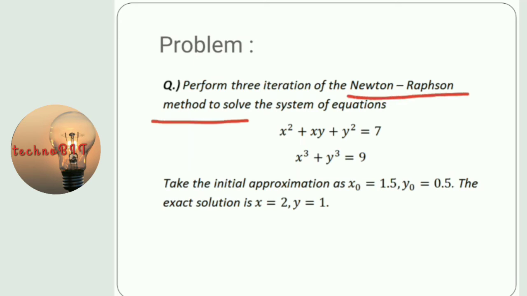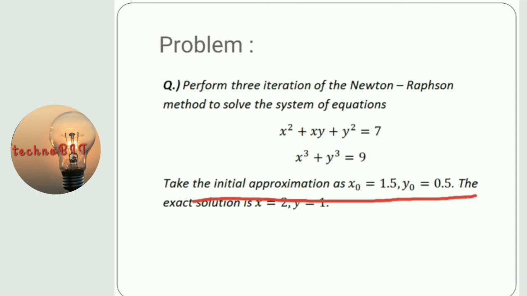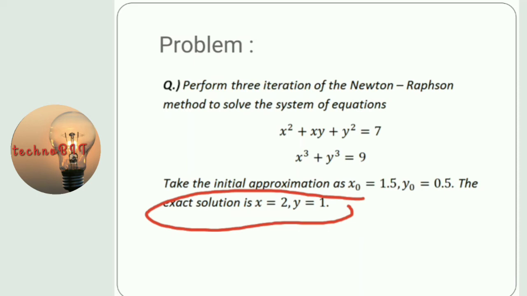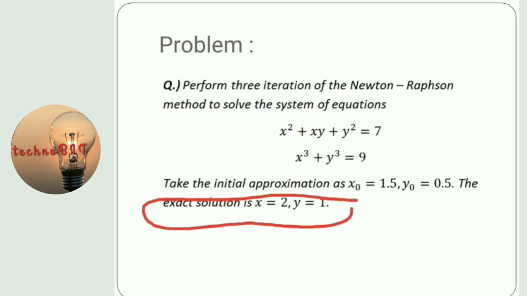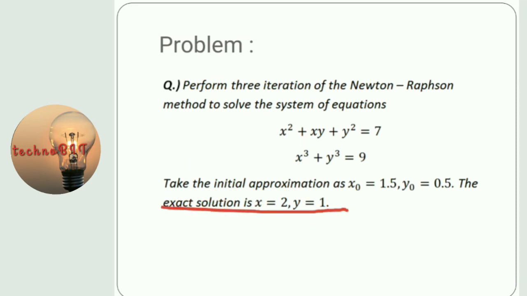And also in the question it is given that we take the initial approximation as x naught, y naught like this, with the exact solution as x equals 2 and y equals 1. This is also given in the question. If it is not given, then also it is okay because we are going to get an answer approximate to this. But now we can check whether we are getting closer to the answer. So let's have a look at the solution.